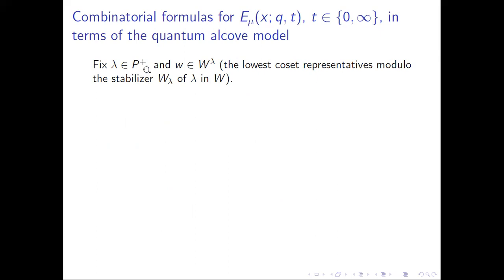So here we fix a dominant weight, and we fix a lowest coset representative modulo the stabilizer of the weight lambda. This I call W upper lambda, the lowest coset representatives. And I use this notation floor for an element V to simply mean that in the coset of V modulo the stabilizer, I take the lowest coset representative. So I just map an element to the lowest representative of its coset.